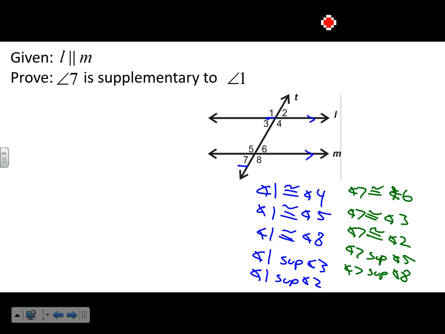So again, I'm going to number these just because I think it makes it a little bit more organized, especially since I don't have a lot of space. If you don't, as long as I can tell your steps, that's fine. So I'm always going to start with my given.